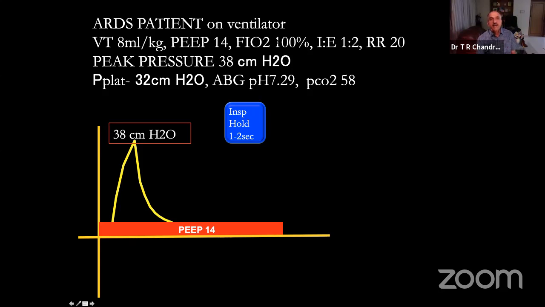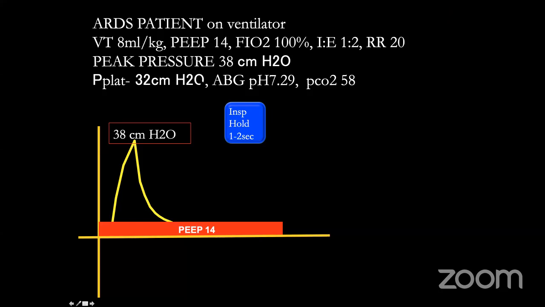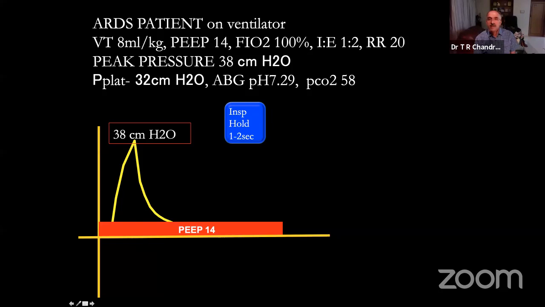See, this is an ARDS patient, 8 ml tidal volume, PEEP of 14, 100% FiO2, IE ratio 1:2, 20 rate, peak pressures are 38. Very high, no? Very high peak airway pressure, sir. P plat is also very high. ABG is showing pH 7.9 and PCO2 of 58. I do an inspiratory hold.